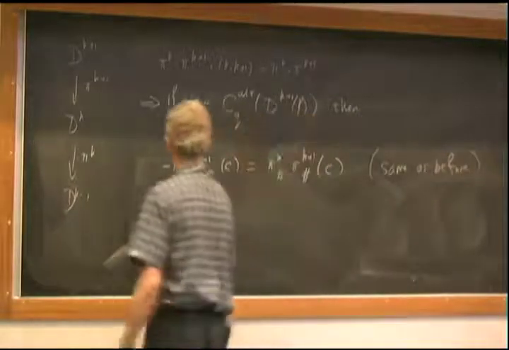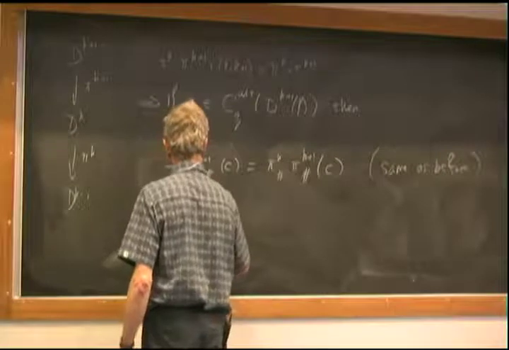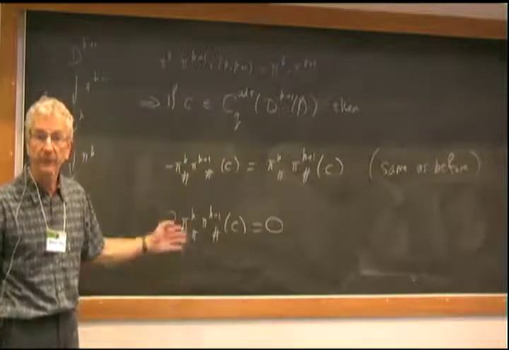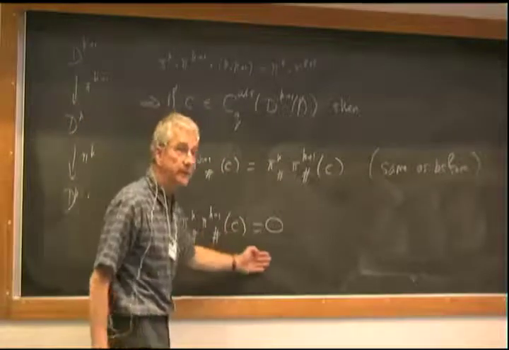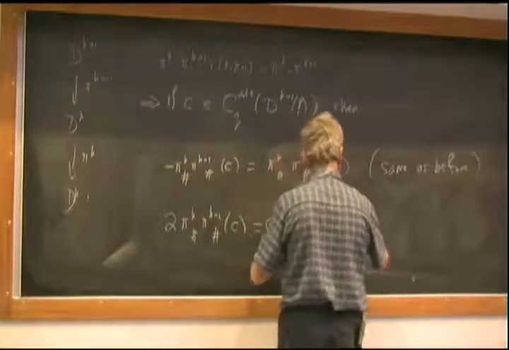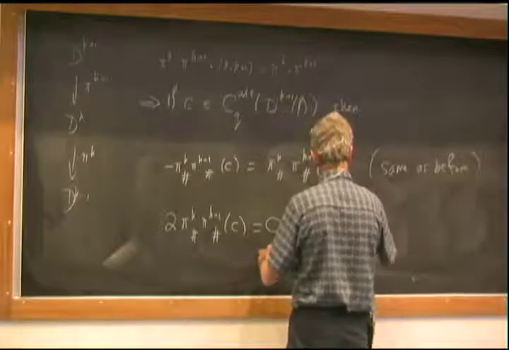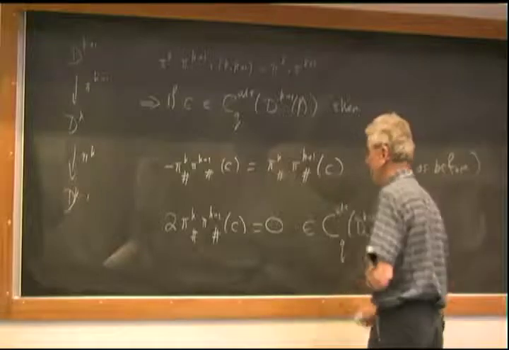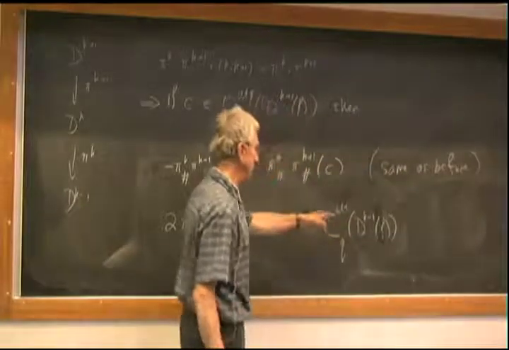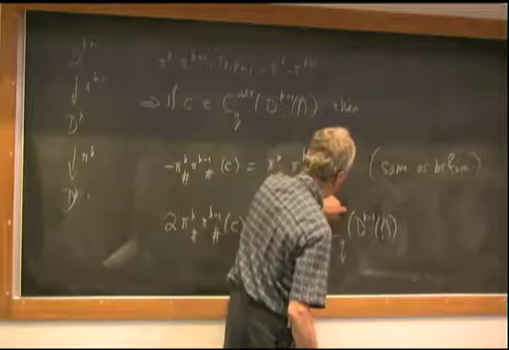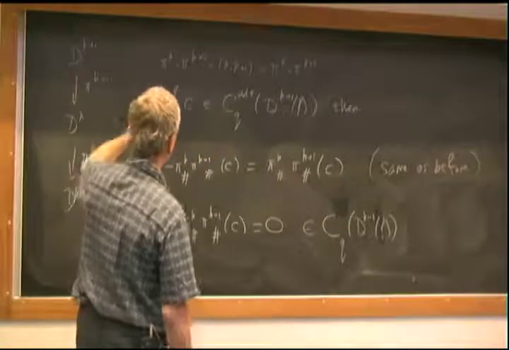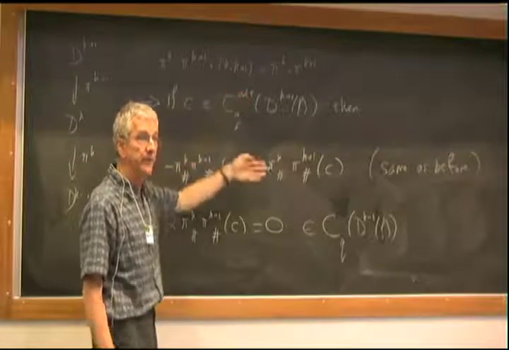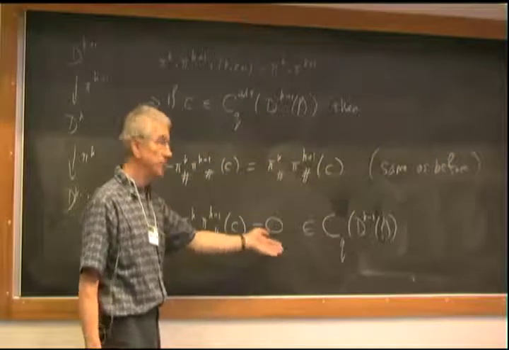And you conclude that twice pi k lower sharp pi k plus 1 lower sharp of C is 0, the same as before. But now, we're not in a homology group, we're in CQ alt of dk minus 1 of F. Let me just rub out the alt for a minute. I've taken a chain, it happens to be an alternating chain, but it's a chain, and I've pushed it down 2 levels, and so now it's a chain on dk minus 1.